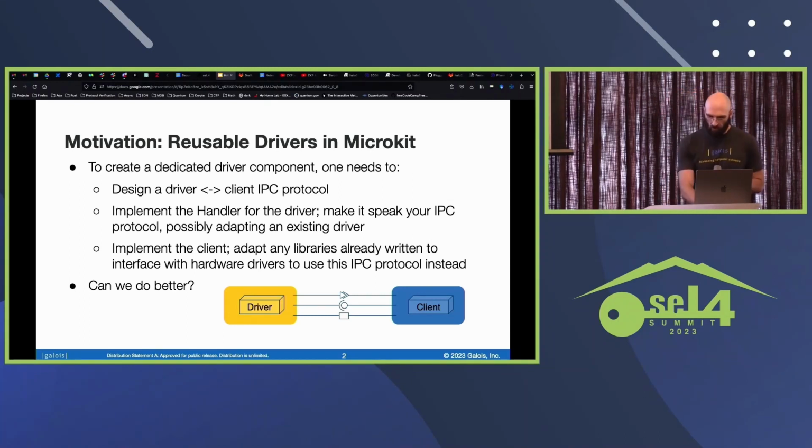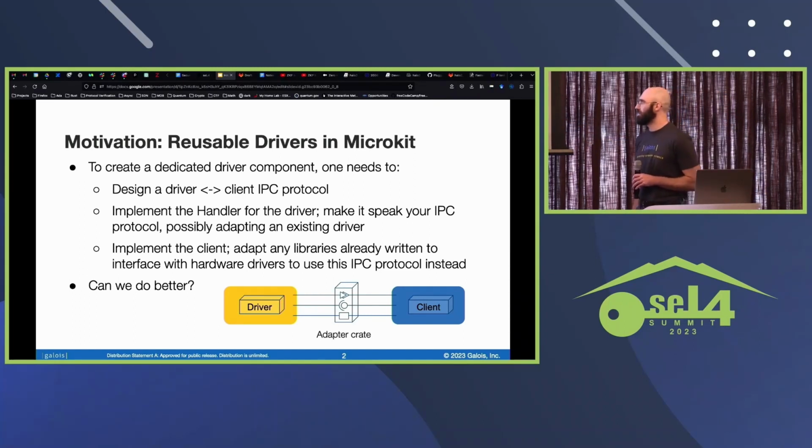And then once you've done this, it's maybe reasonable to take the protocol you've designed and wrap it in a crate itself, like some kind of interface or adapter, so that the next time you have a driver and you want to talk to a client, and they have the same kinds of interaction, right? It's the same kind of driver.